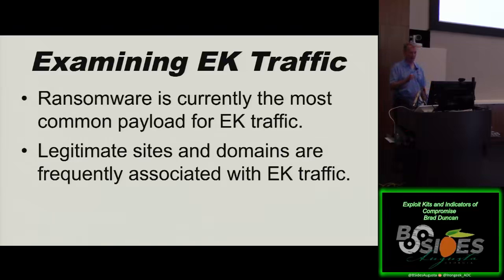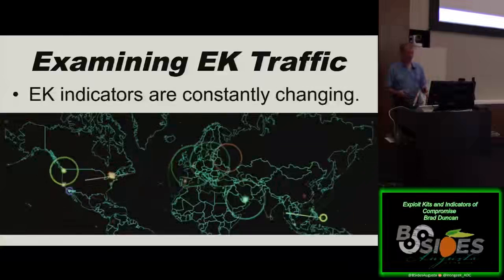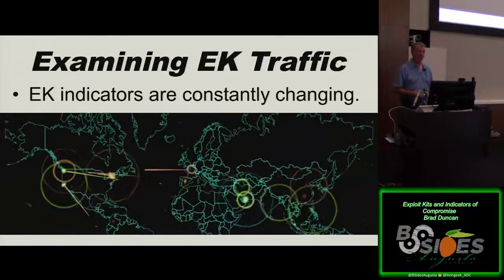So, NewYorkTimes.com, for example, not that they've actually been compromised, but let's just say that their domain credentials were compromised. The criminals will use those domain credentials to set up other servers like random string of characters.newyorktimes.com. And then that's your malicious server, that's your exploit kit. NewYorkTimes.com is not compromised, but those other domains are. The last thing is exploit kit indicators are constantly changing.